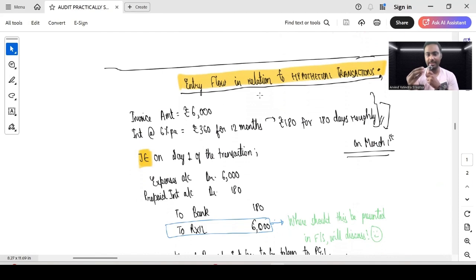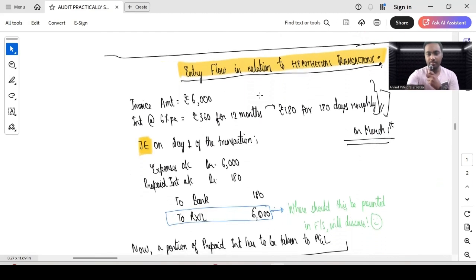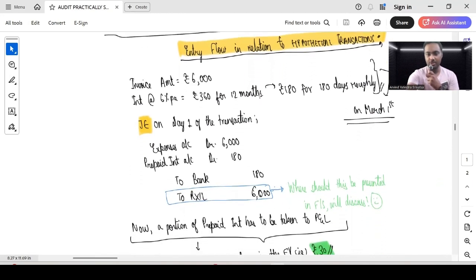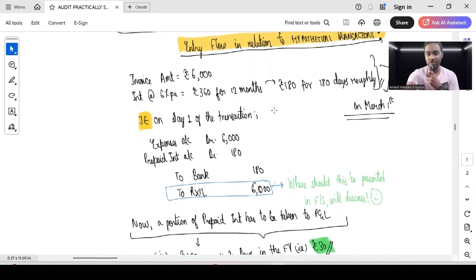If I have to break this into two entries, the entry would be: expense debit 6,000 to RXIL 6,000, and prepaid interest debit 180 to bank 180. Then you would take a portion of this prepaid interest to P&L. Before that, you guys would be having a doubt: boss, we credited RXIL here. Where should this be presented in the financial statements?